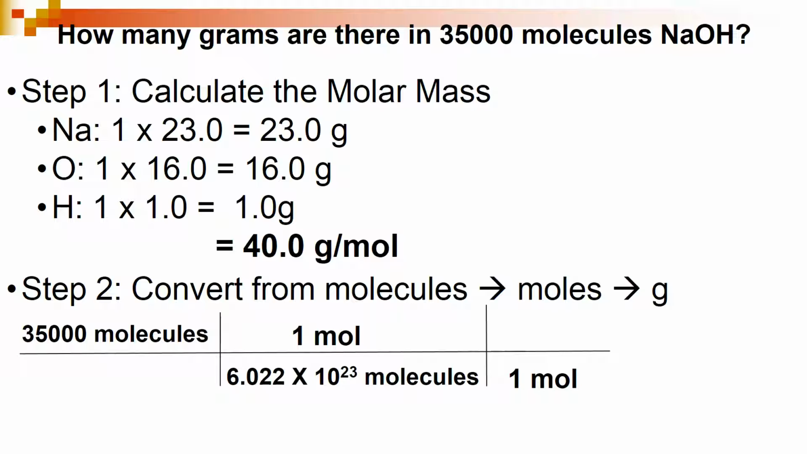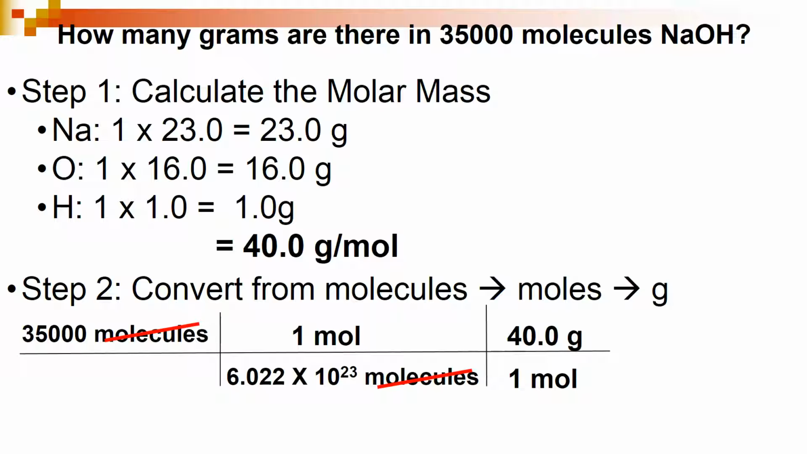So I know that 1 mole of sodium hydroxide is equivalent to 40.0 grams of sodium hydroxide. This is our molar mass. We need to cancel out our units to make sure that the only units we're left with are the ones the problem is asking for, grams.